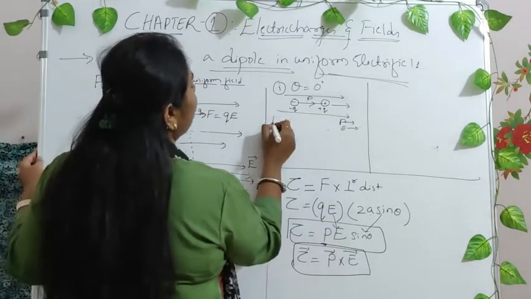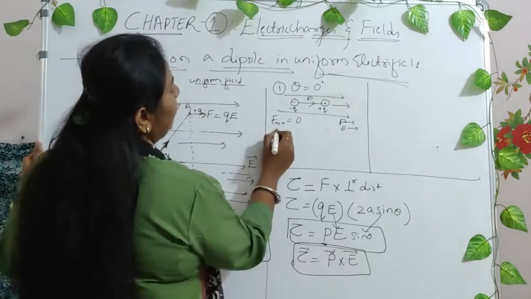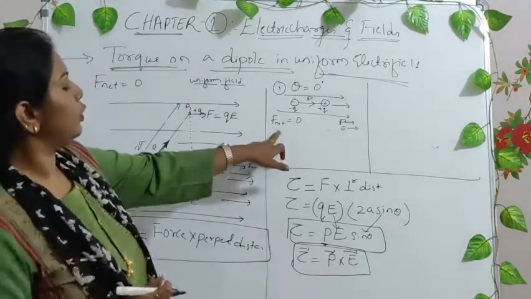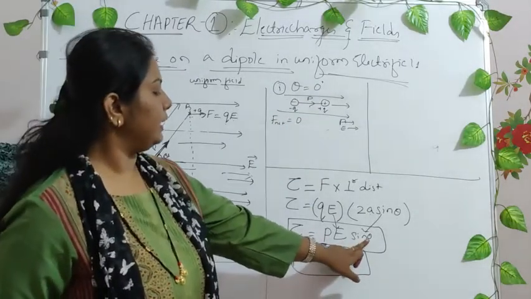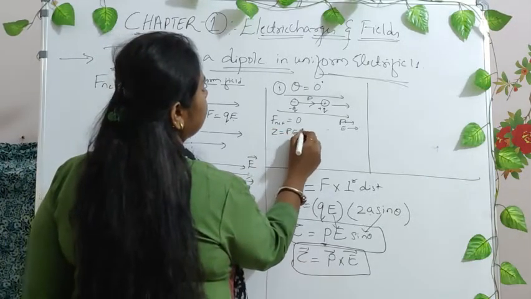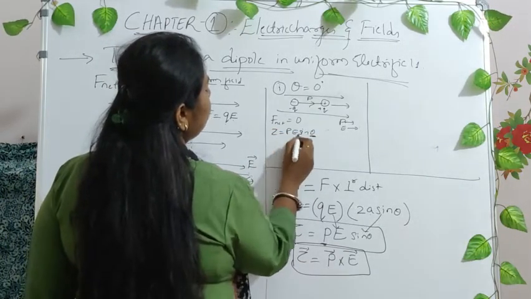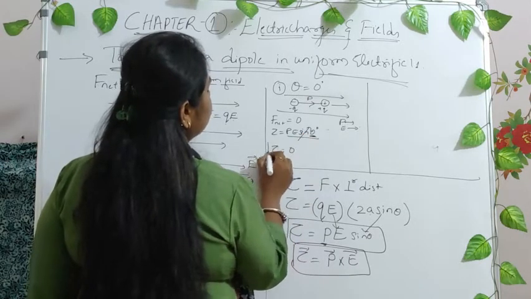At this particular point, the net force will also be equal to 0, and the torque, sine 0, will be what? You substitute in this value when theta is equal to 0. When theta is equal to 0, what happens? Tau is equal to PE sine theta, right? When theta is equal to 0, this becomes whole 0, and hence tau will also be equal to 0.